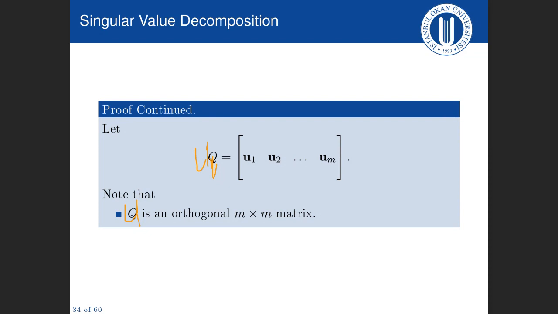This is an orthogonal m by n matrix. Okay, so now we have our U and we have our V. We just need to prove that they are the right matrices.